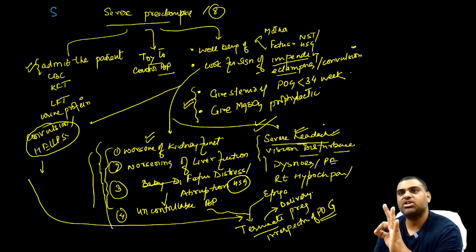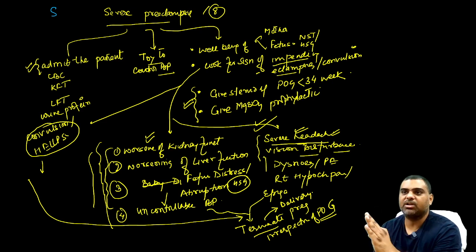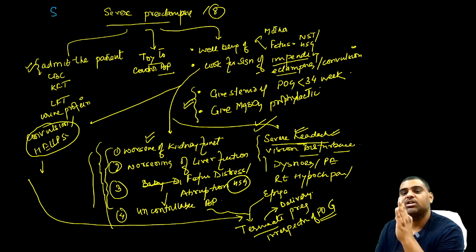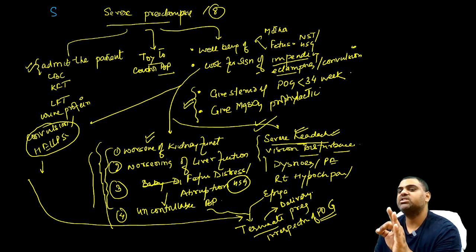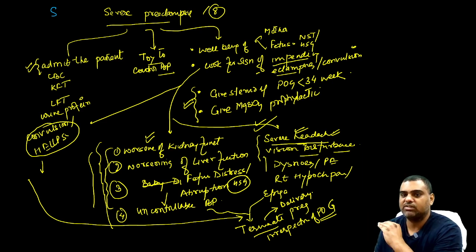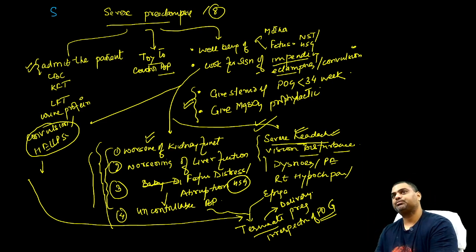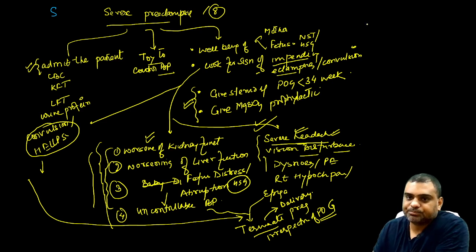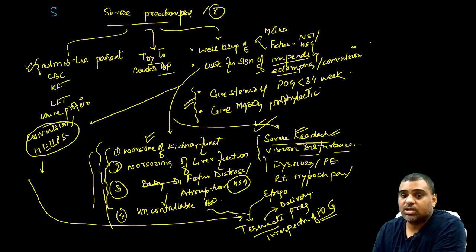So the symptom is same, but the background is different. In mild preeclampsia, we will consider it as severe preeclampsia, and in severe preeclampsia, even after the management, if the headache is not going, then we will consider it as a sign of impending convulsion. Then we will terminate the pregnancy. Okay, this is the difference.